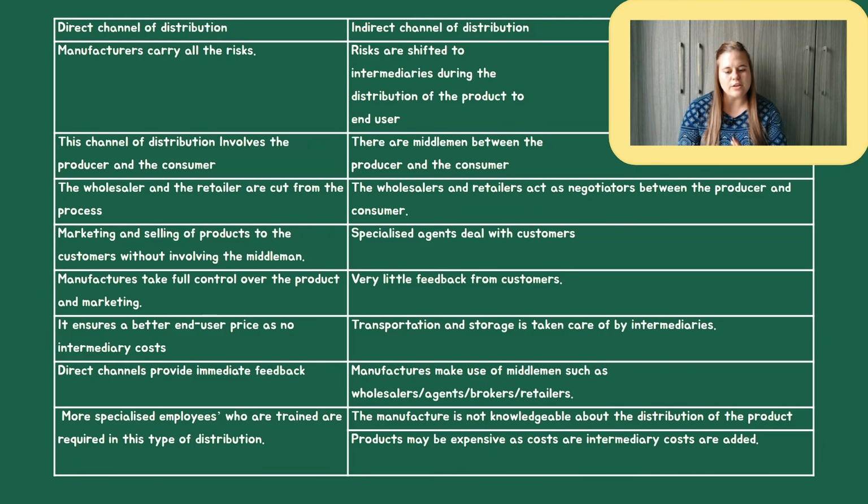Storage and transportation is taken care of by intermediaries. Manufacturers make use of middlemen such as wholesalers, agents, brokers, or retailers. The manufacturer is not knowledgeable about the distribution of the product. Products may be expensive as costs of all the intermediaries are added in between.